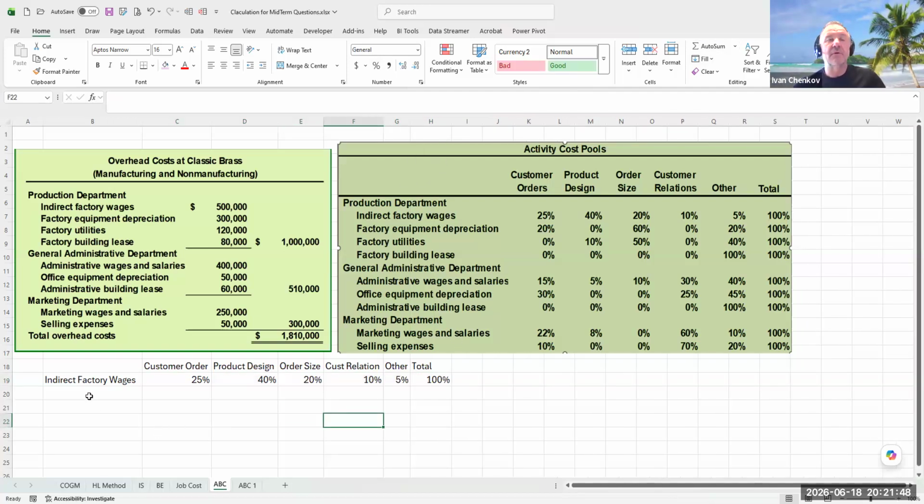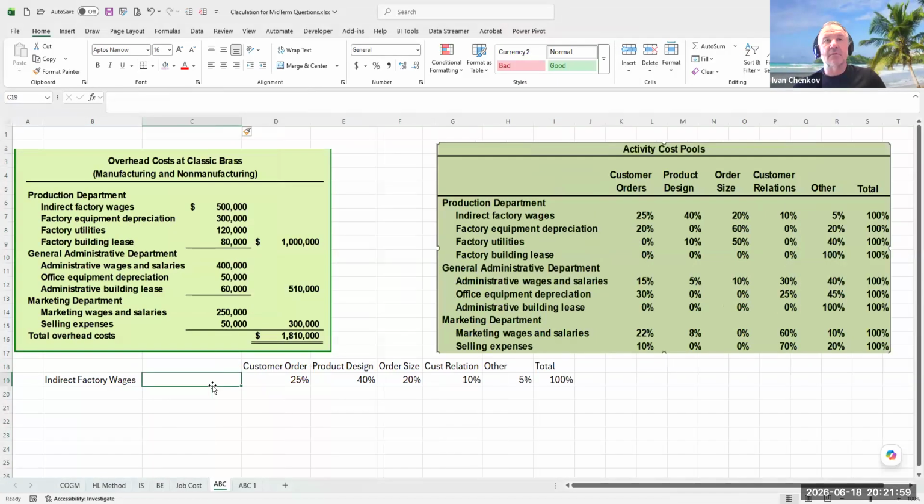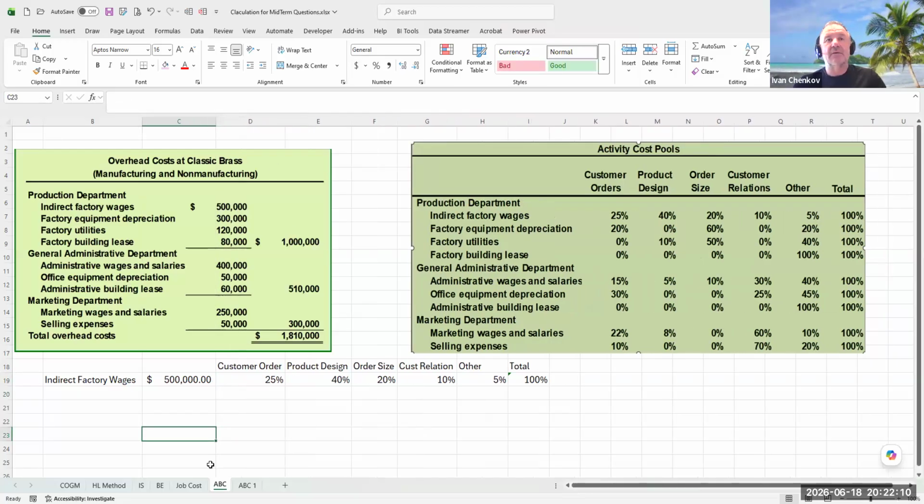So what do you know? I know that those are the percentages for each of those activities. What else do I already know? That my total cost for the indirect factory wages is $500,000. So by knowing that, the question is, how much of those 500,000 belong to the customer order, production design, order size, customer relationship, other, and how much is the total?